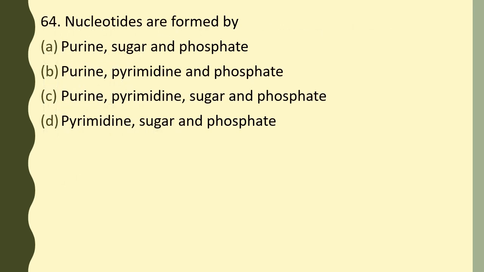Question number 64. Nucleotides are formed by purine, sugar and phosphate; purine, pyrimidine and phosphate; purine, pyrimidine, sugar and phosphate; or pyrimidine, sugar and phosphate. Nucleotides are formed by. Correct answer is option C, purine, pyrimidine, sugar and phosphate.